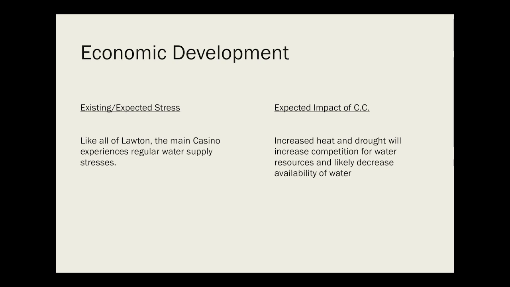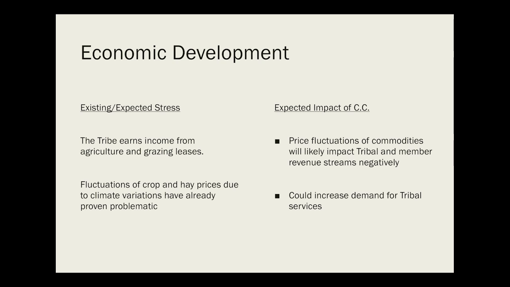In terms of the tribe's economic development systems, the main casino supplying the tribe with revenue is located in Lawton, and like with all of Lawton, during times of drought, the casino regularly experiences stress on its water supply system. This is likely to increase given the forecasts for the region. Additionally, the tribe earns income through agriculture and grazing leases. The price fluctuations, which impact the tribe considerably, are likely to increase given the projected climate change.